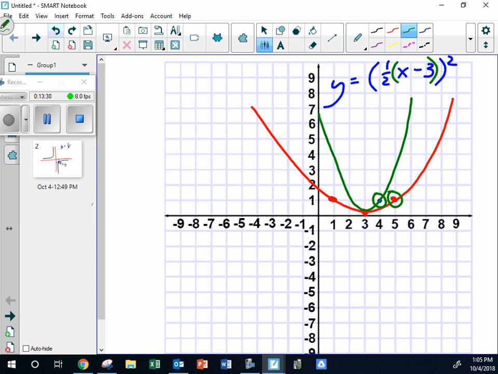Now, let's see. How am I going to look at hers and see if it looks right? Nope. I am going to test points. So here's a point that's got to be on it. 5, 1.